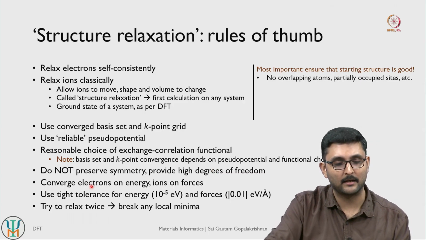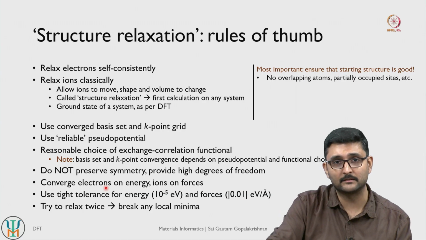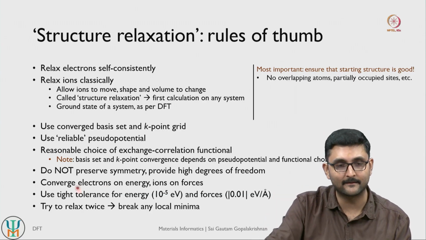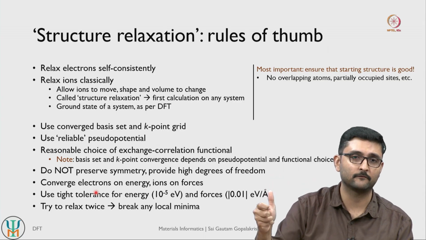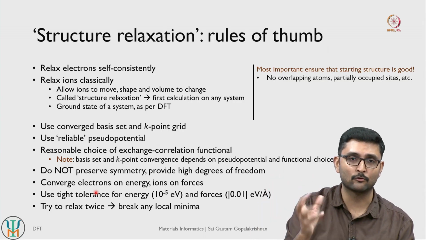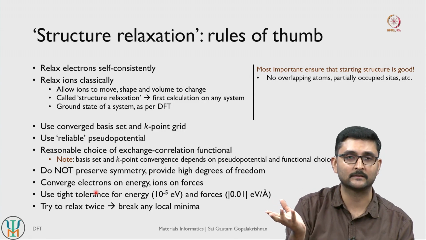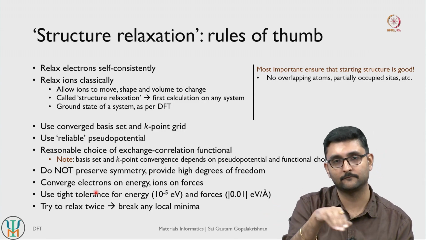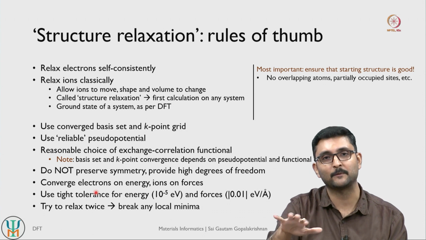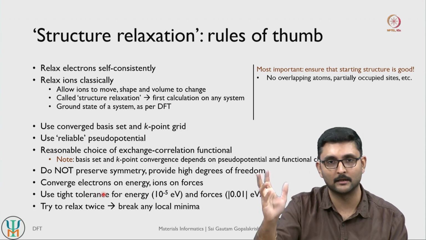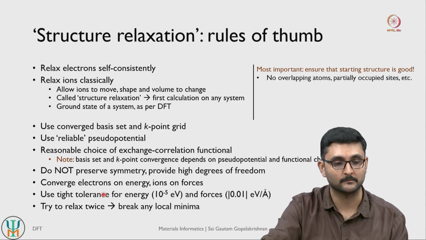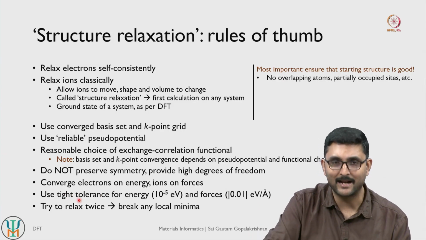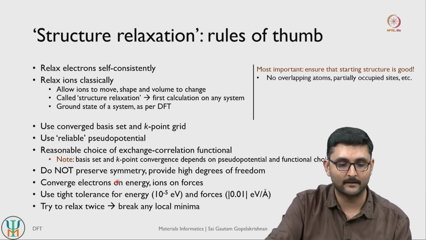And then typically when you do convergence of your calculation, you converge electrons on energy, so you converge the electron density itself on the energy, but the ionic motion you converge on forces. So ideally in a true ground state structure, the ions won't have any forces acting on them, right, and the electrons would have converged to their lowest possible energy, to an energy state that is as close to their ground state as possible. And try to use tight tolerances for both the energies. So electrons converge on energies, and then ions converge on forces.